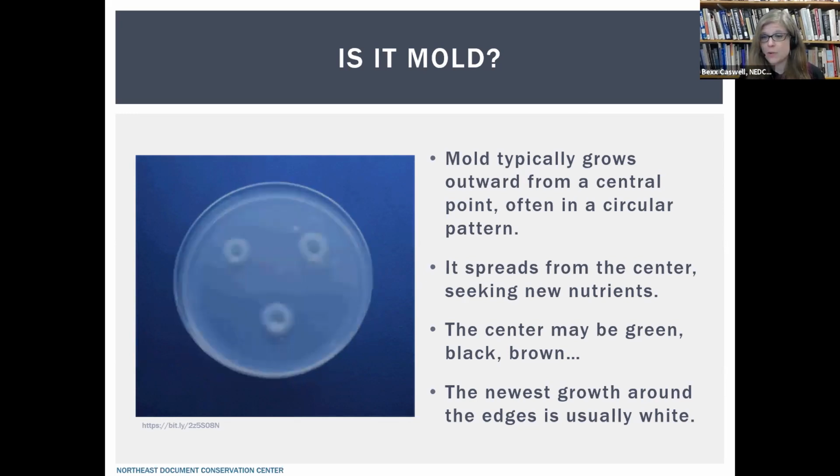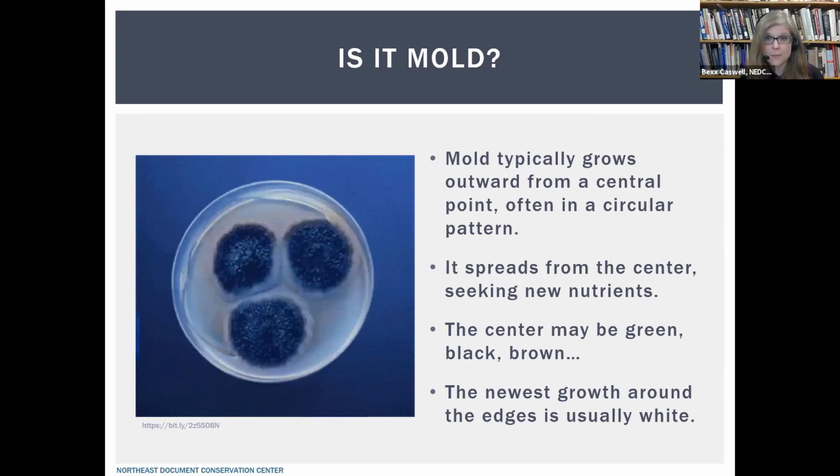So active mold is going to be wet, or at least feel kind of wet or damp, and possibly smear when you touch it. Whereas inactive mold is going to be dry and powdery.